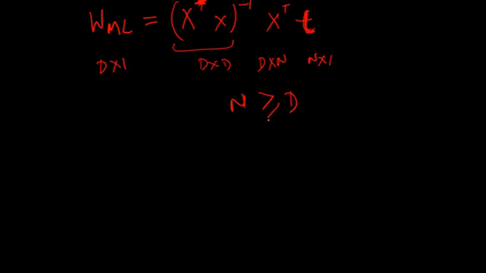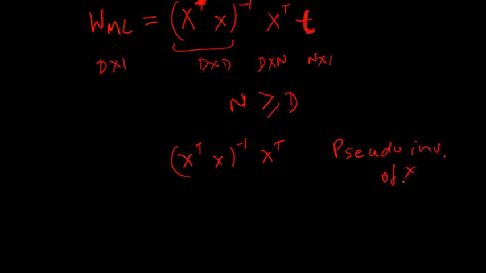Now this quantity, x transpose x whole inverse times x transpose, is called a pseudo inverse of x. You can think of it this way: if you have t equal to x times w, if we pre-multiply both sides with x inverse, we would get the t back. But we cannot multiply with x inverse. X is not an invertible matrix, so we multiply it with the pseudo inverse of x, and when we multiply that with t, we will get the maximum likelihood estimate of the w's back.